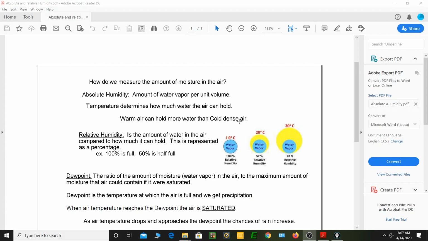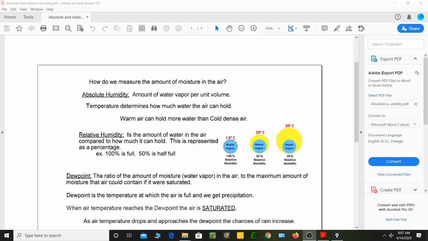Okay, just like in the other chapters, the altitude of Polaris equals your latitude. This is one of those statements. Relative humidity is the amount of water in the air compared to how much it can hold. This is relative, okay, to its temperature.